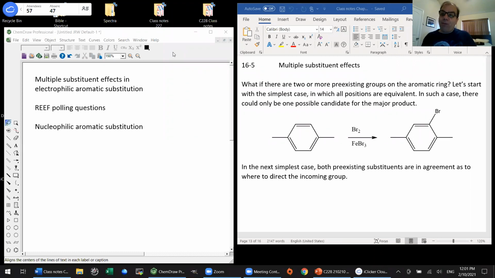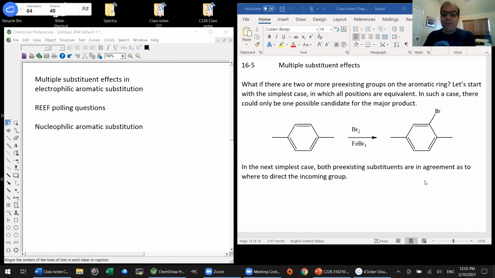But the question then comes, what if there's multiple groups already on the aromatic ring? I've tried my best, and if I do say so myself, I think I've done a reasonable job at breaking that question down for you into a step-by-step plan, at the end of which you will always be able to figure out what the major product is. As always, there can be multiple products, but I think this way you can pick out what the major product will be and be pretty confident about it.